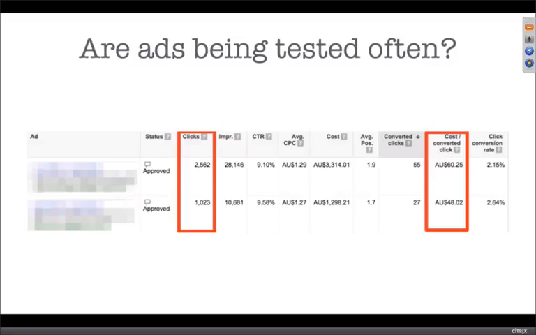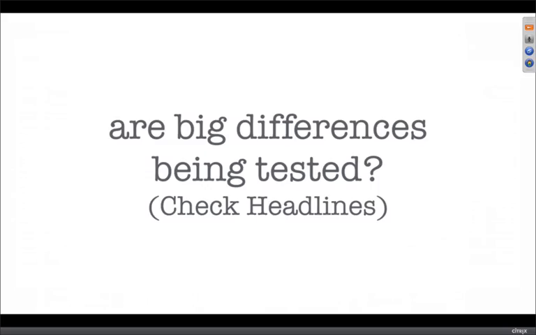We kill that top ad, we write a new challenger, and we run a new test. So make sure that ads are being tested often enough. You probably don't need to rewrite ads every week. This is probably something to put on the monthly list of tasks. And again, big differences being the first thing that we test.